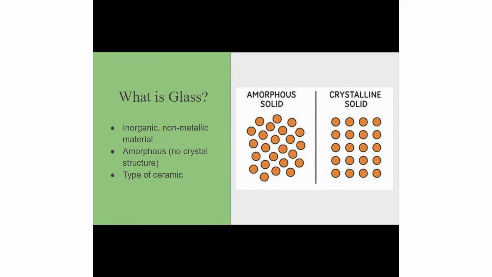Glass is an inorganic, non-metallic material which places it in the ceramic family. However, unlike most ceramics, glass is amorphous, which means its atoms are not arranged in a repeating crystal structure. This is also what gives glass its unique properties, such as transparency and brittleness.